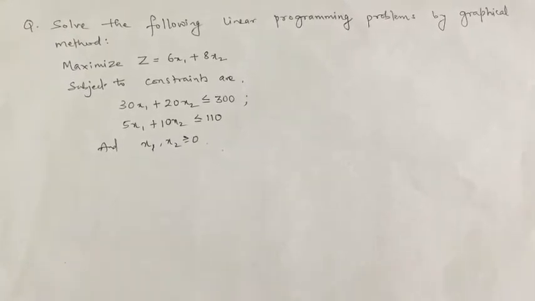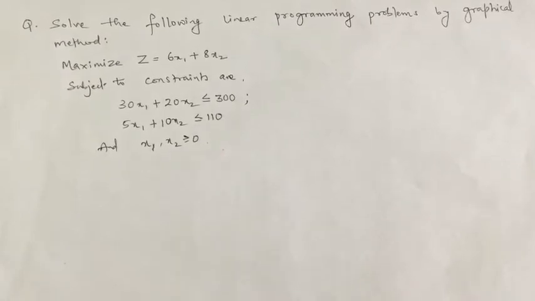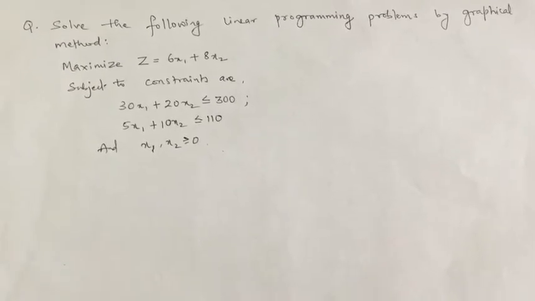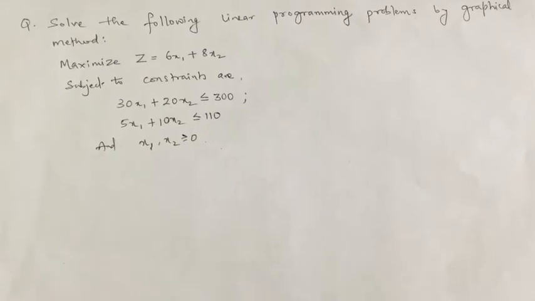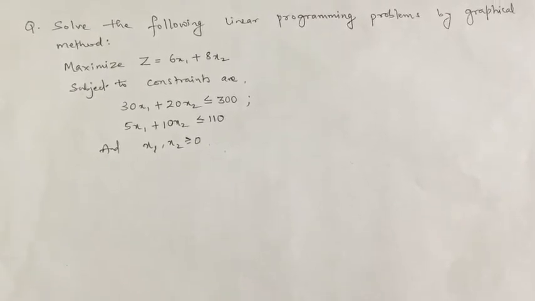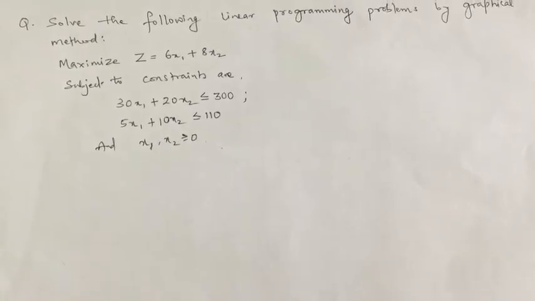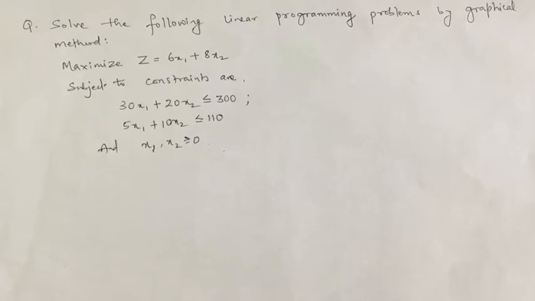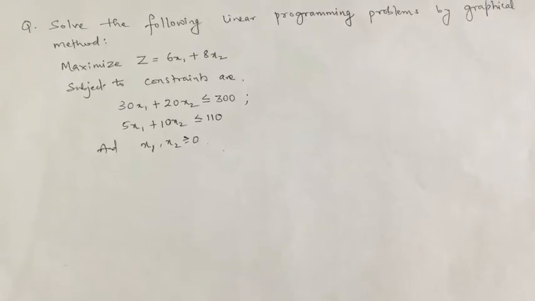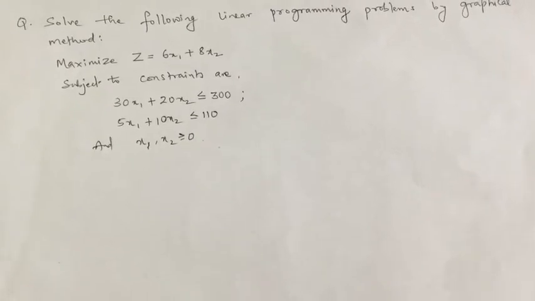So the question is: maximize z equals 6x1 plus 8x2, subject to the constraints 30x1 plus 20x2 less than or equal to 300, 5x1 plus 10x2 less than or equal to 110, and the non-negativity constraints x1, x2 greater than or equal to 0.